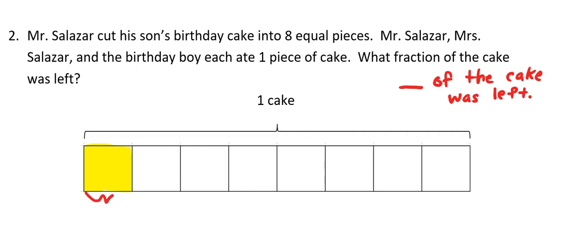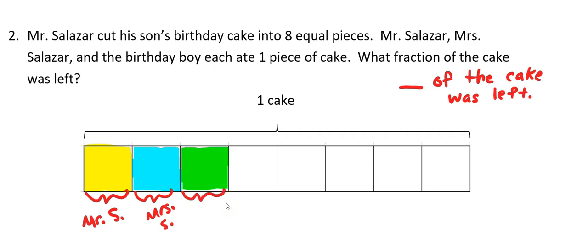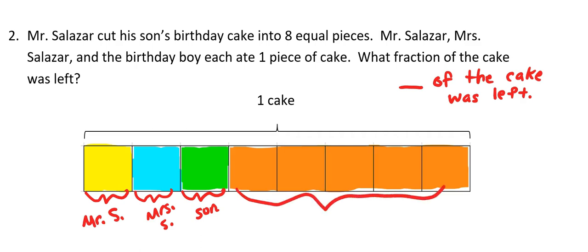So this would be the piece for Mr. Salazar. And then Mrs. Salazar ate a piece. So this shaded piece will represent what Mrs. Salazar ate. And then we have a piece for the birthday boy. We'll label that for the son. And everything else would be shaded in to show what was left. We can label that section to show this is what was left. And now we just have to figure out what that is.